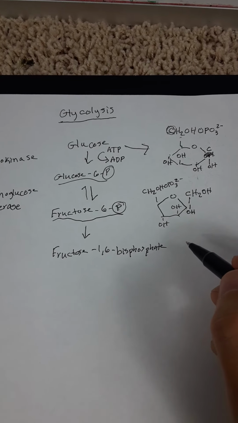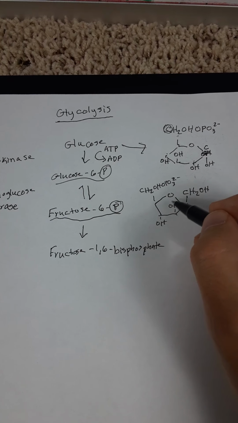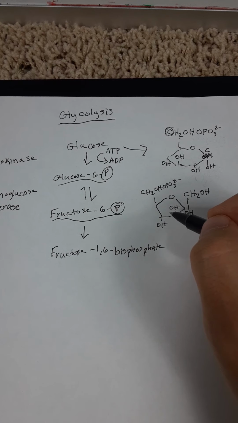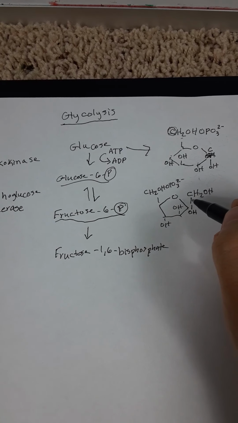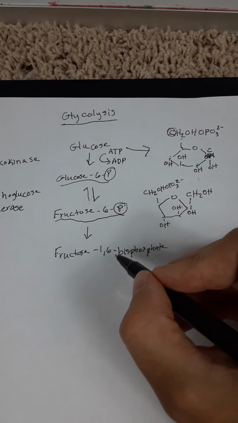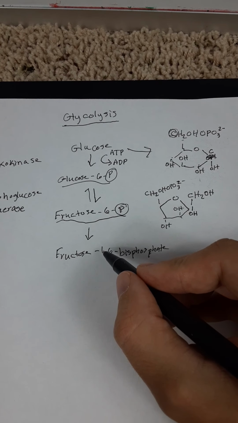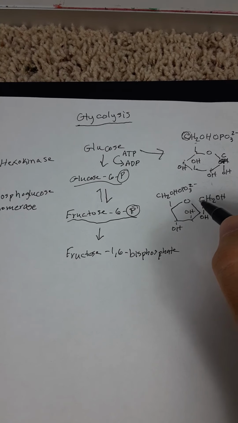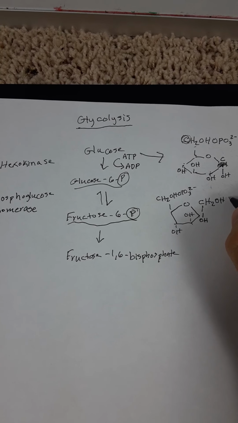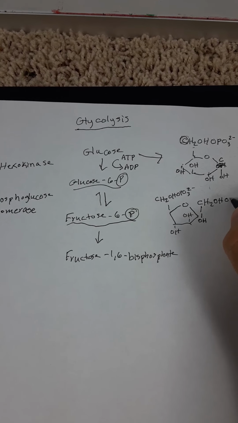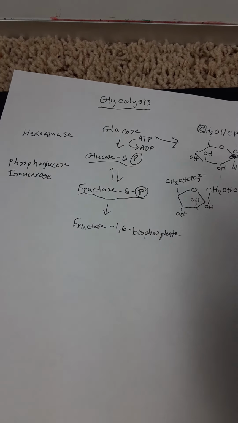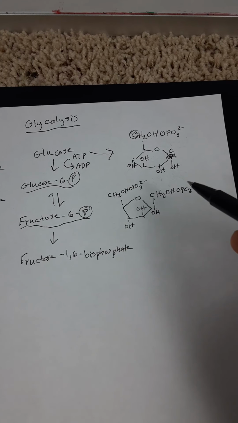So here, I'm just going to add to it up here to explain what's going on. Bis means that there's going to be 2 phosphates, still on the 6th carbon, but now also on the 1st carbon. So if this is the 6th carbon, then we know that this must be the 1st carbon here. So we're going to add another phosphate group. That's going to be 2 negative. So now you have 2 phosphate groups.